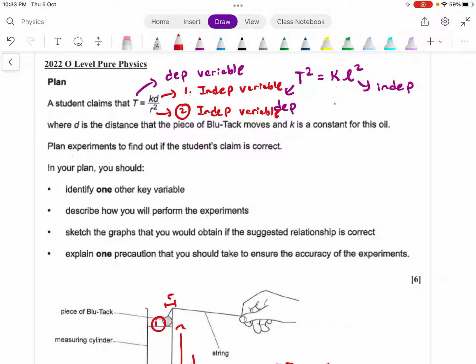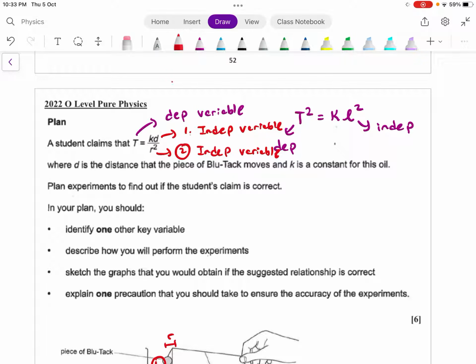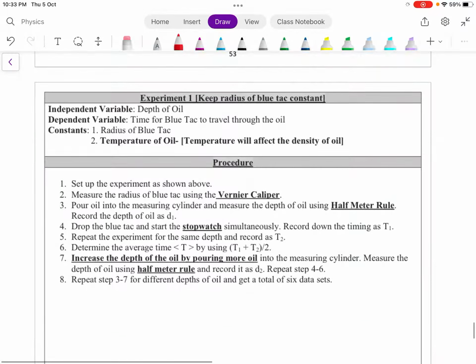Same idea, always use the idea of VIP. V, I, P. V is your variable, meaning the dependent variable, the independent variable, and of course don't forget your control variable. I is the instrument to measure your variables, and P will be the procedure. Let's take a look at the first part. If we are given two independent variables, we can only vary one first. For example, I vary the depth of oil, so I vary the d. The dependent variable will be the time for the blue tag to travel through the oil.